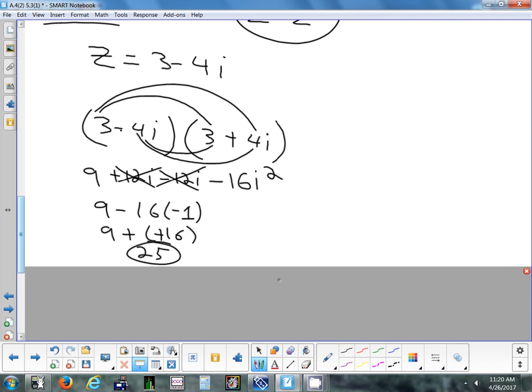So the shortcut, if you want to do it in your head, you basically take the first number, take the 3 and square it. That's a 9. Take the second number. Doesn't matter if you take it with the negative or without. It would cancel. Take the second number, 4, and square it. That's 16. And then just add the 2 numbers that you got. So take the first number and square it. Take the second number and square it. And add them up.